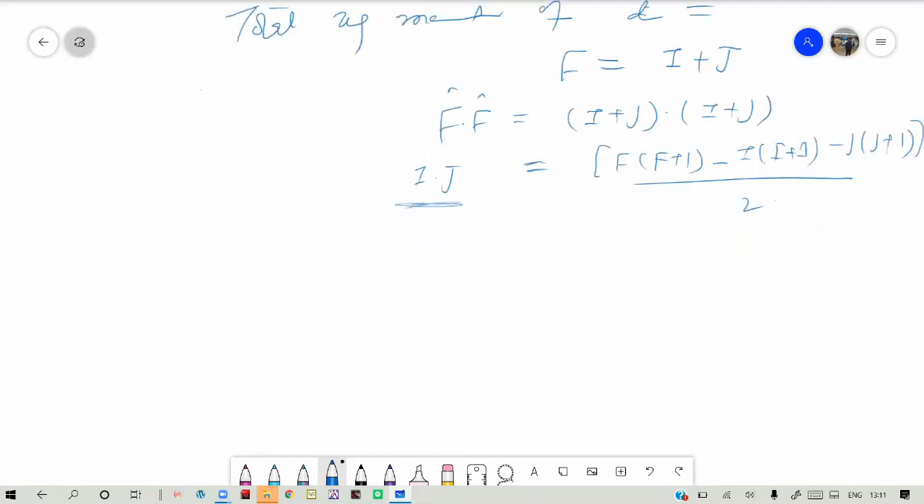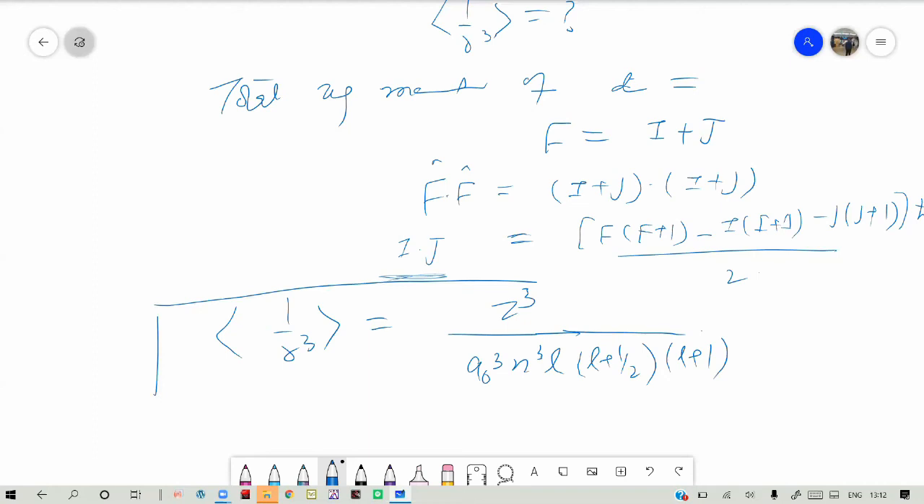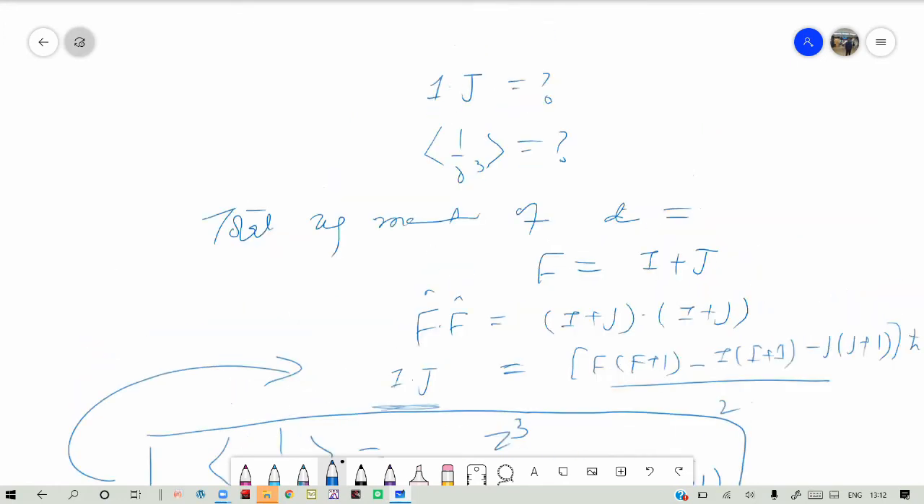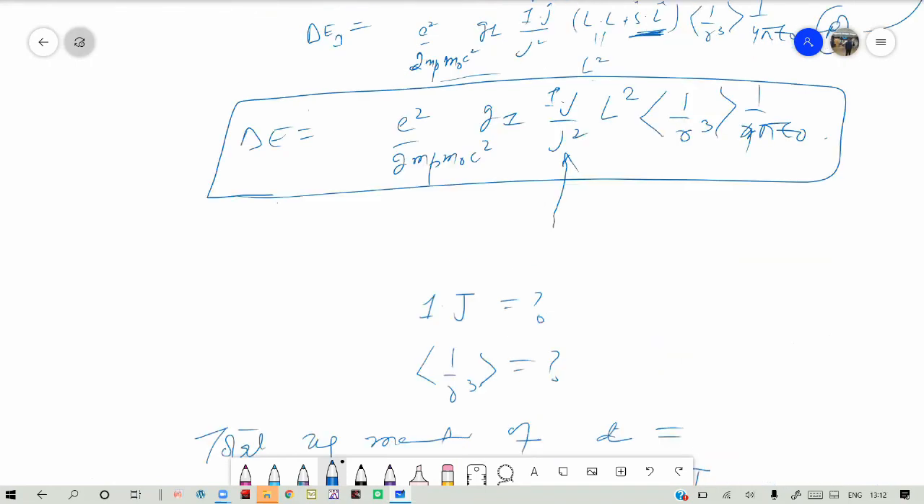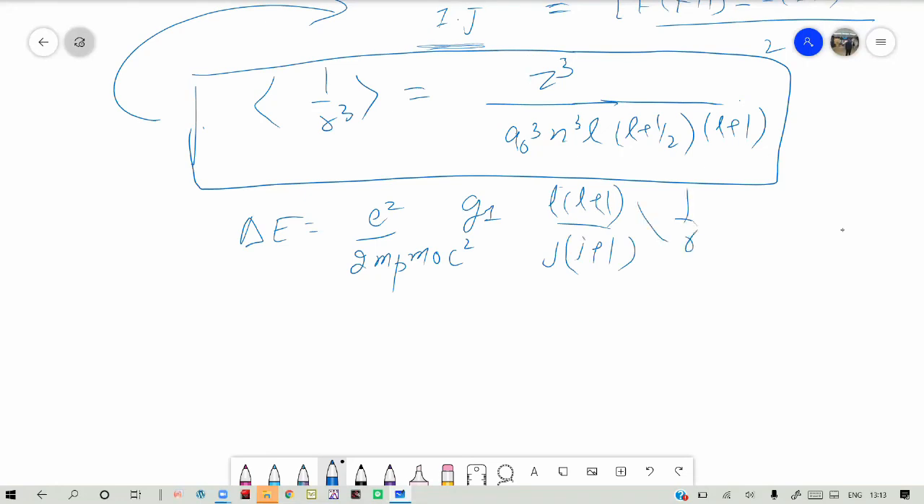equation. And we also know this 1 by R cube, we have used this in the case of fine structure, the average value. That is actually equal to Z cube divided by A naught cube N cube L into L plus 1 by 2 into L plus 1. This we have also used earlier. So when you put these values in this equation here and here, you will find the final equation: delta E will be equal to E square by 2 MP M naught C square, G I, L into L plus 1 divided by J into J plus 1, 1 by R cube, I dot J.